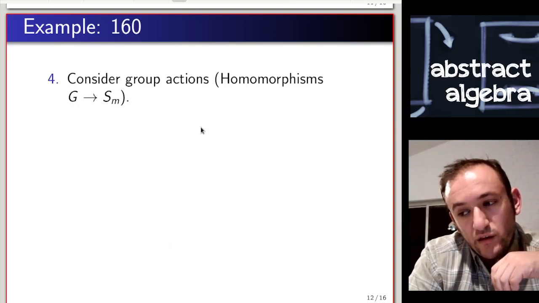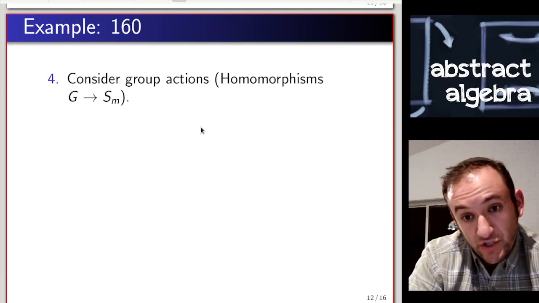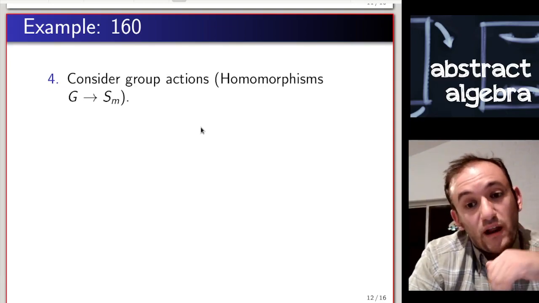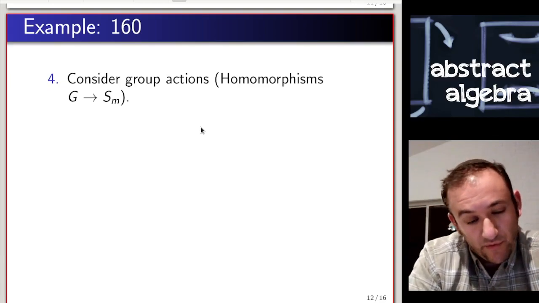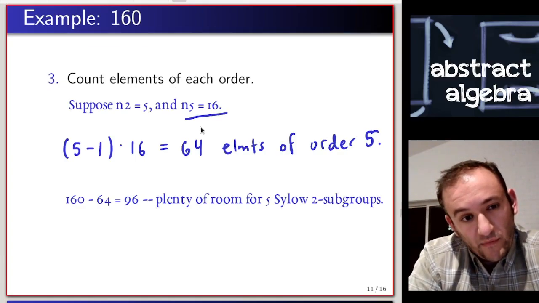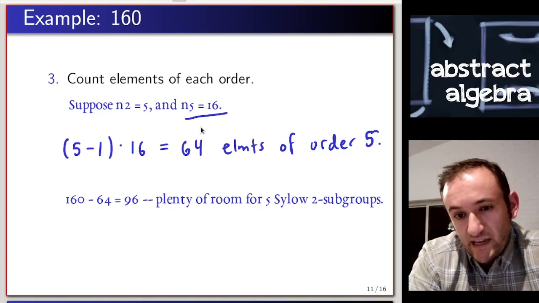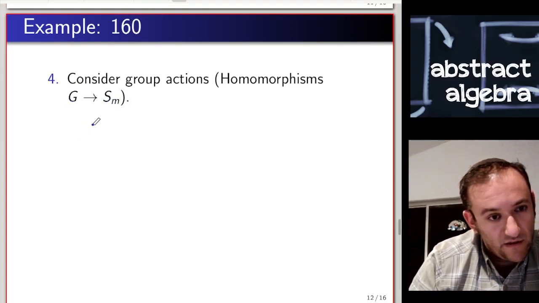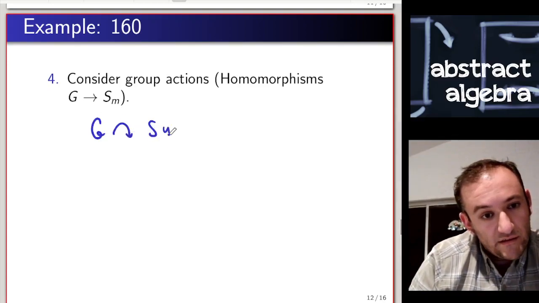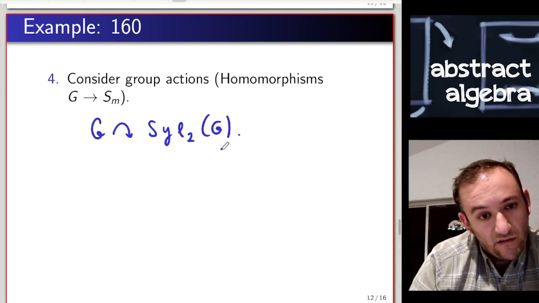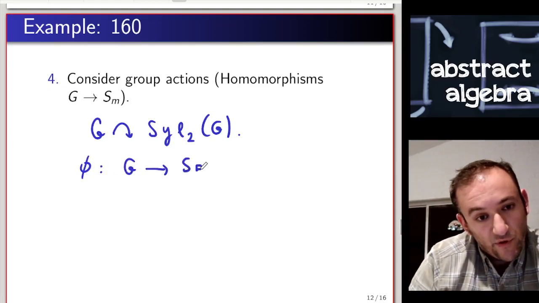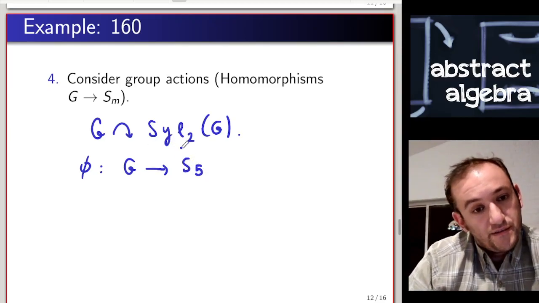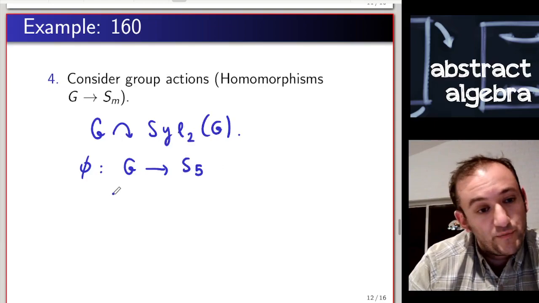Okay, again, we talked about the possibility of acting by conjugation on a set of Sylow p subgroups, or acting on a set of cosets of some subgroup. The set of Sylow 2 subgroups is only size 5, which is quite small. So let's consider the action that it induces. So we have G acting on Sylow 2 subgroups of G. This induces a homomorphism from G to the group of permutations on 5 letters, since there are 5 Sylow 2 subgroups.